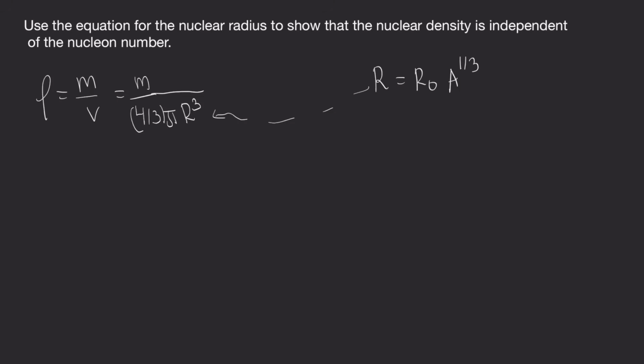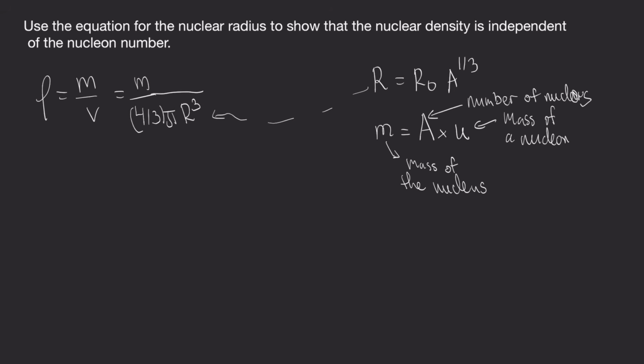What about the mass though? Well, a really good estimate for the mass will be the nucleon number A multiplied by the unified atomic mass unit, which is U. You can think of it as the mass of an individual nucleon, and if we multiply this by A, we are going to get the mass of the entire nucleus. So if we plug both of these into our original equation for density, we're going to get AU over 4/3 pi. And then rather than R, I'm going to put some brackets. I'm going to say R0 A to the power of a third cubed.